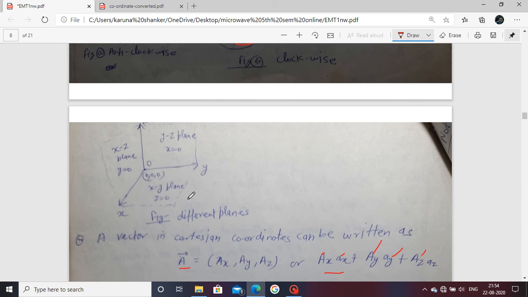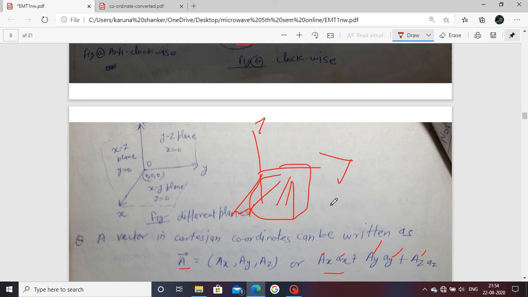You see here, suppose we consider z equal to 0. This is your x axis and this is your y axis. Suppose this plane is considered, then this is the xy plane. Here you see the origin point, located at 0, 0, 0. This is your yz plane, and this is your xz plane, where y is equal to 0.